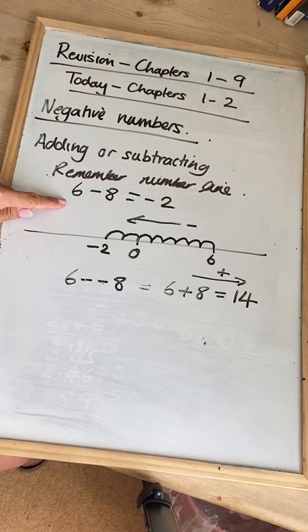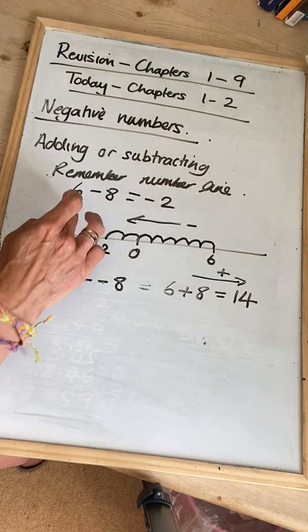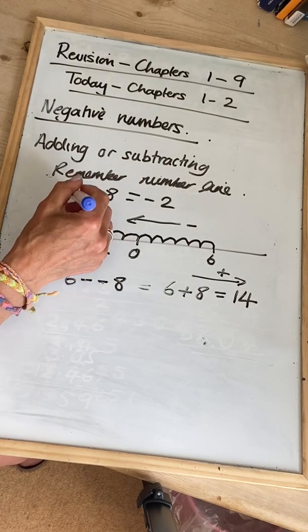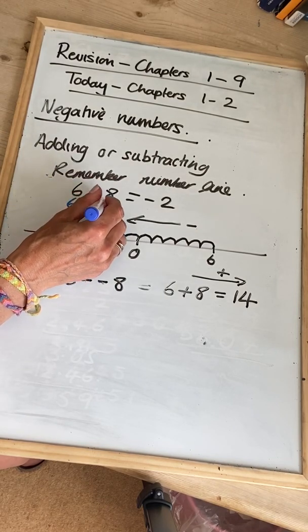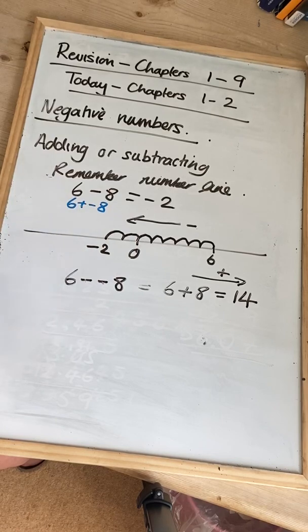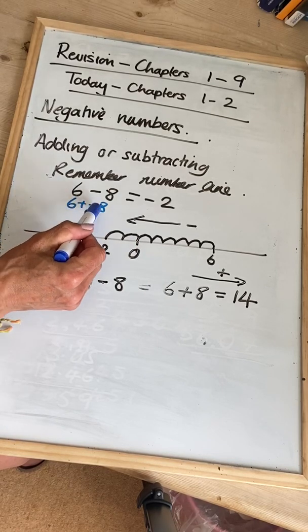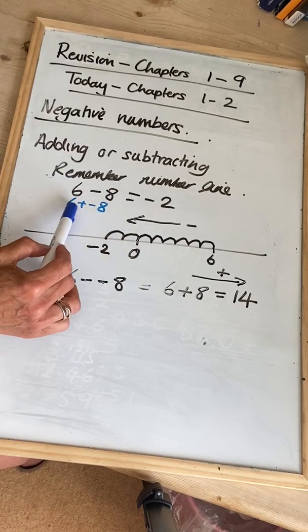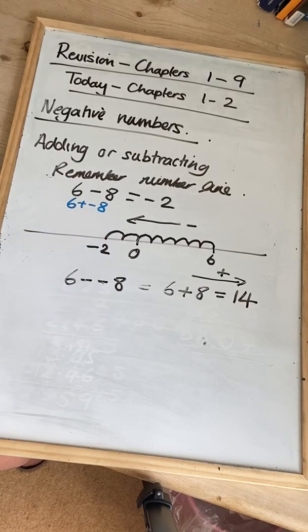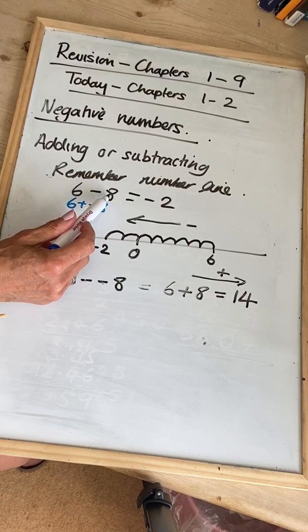What people get a bit confused about as well is if you have this notation, so instead of 6 minus 8, you have 6 plus -8. Well, this plus is just saying just do a -8. It's just saying just add -8, which is just the same as saying 6 minus 8.